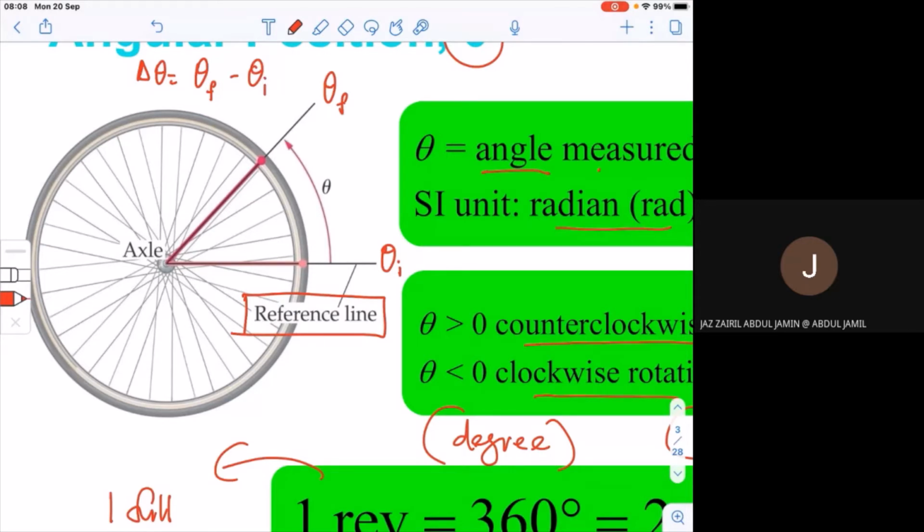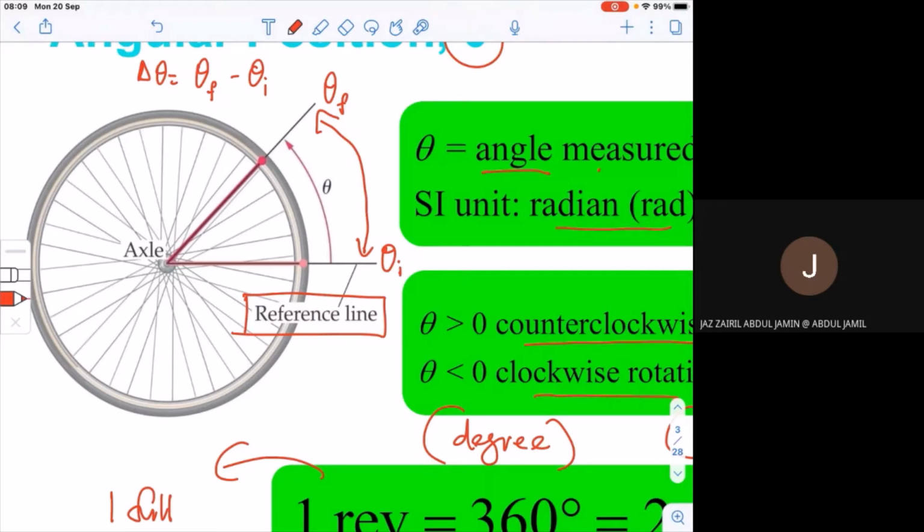That means the angular position. We cannot say that this is the length, because this is an arc, lengkok. So it is not possible to say that this is the length between theta i and theta f. From theta i to theta f is an arc, and that arc is equivalent to delta theta.